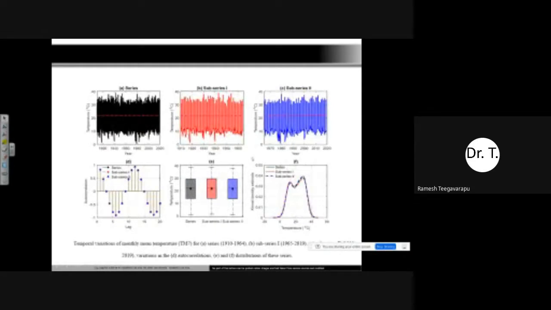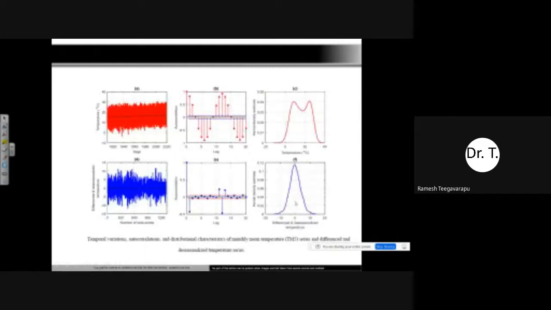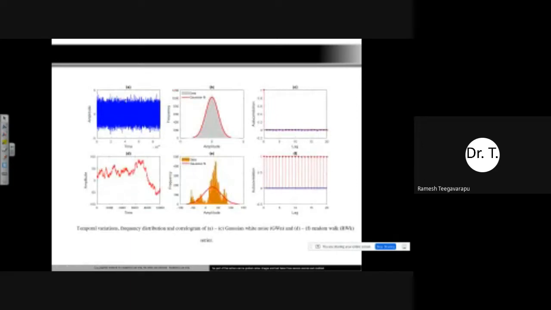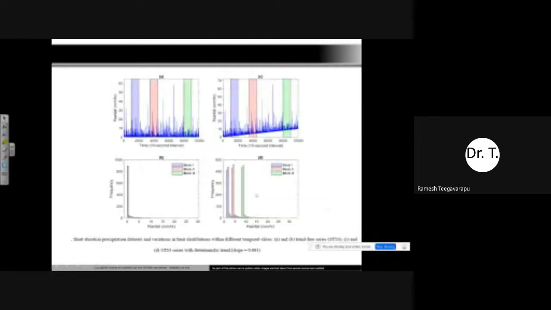This is a perfect example of another temperature time series where we divide it into 2 sub-series. They have similar statistical properties. That is the difference series, and we are trying to show that there's no autocorrelation. The first one is a Gaussian random noise. So you can see the Gaussian distribution, no autocorrelation at all. Random walk, and very high correlation. So that's what it is.